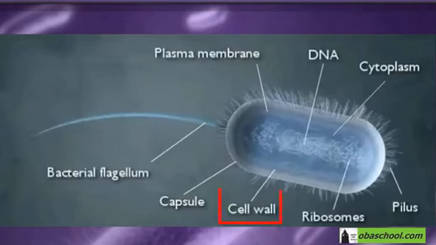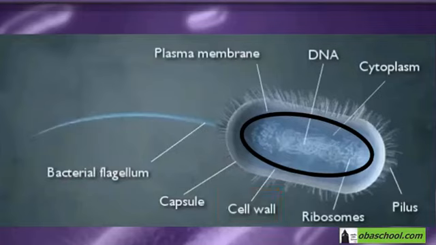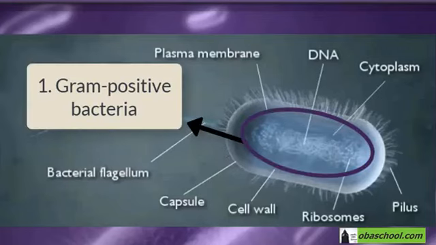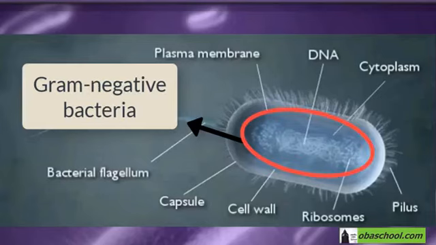According to their cell walls, the bacteria are divided into two main categories. The two types of bacteria according to the different cell walls are the gram-positive bacteria, which look purple-blue under the light microscope, and the gram-negative bacteria, which appear red under the microscope.